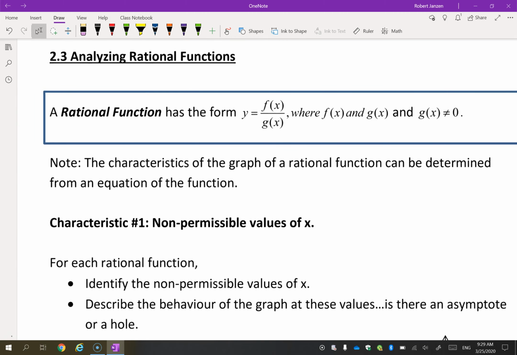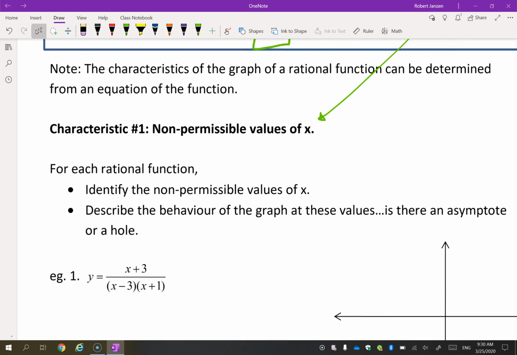Okay, so there's a few things we need to consider. We'll look at them one at a time, and then at the end we'll try to put it all together. So here's your rational function. It's going to have something in the numerator, something in the denominator. It has to be an x in the numerator and denominator for it to be a rational function. And note here g of x can't be 0. So this is our first thing we're going to look at, the non-permissible values of x. In other words, where would the denominator be 0? Because something's going to happen there.